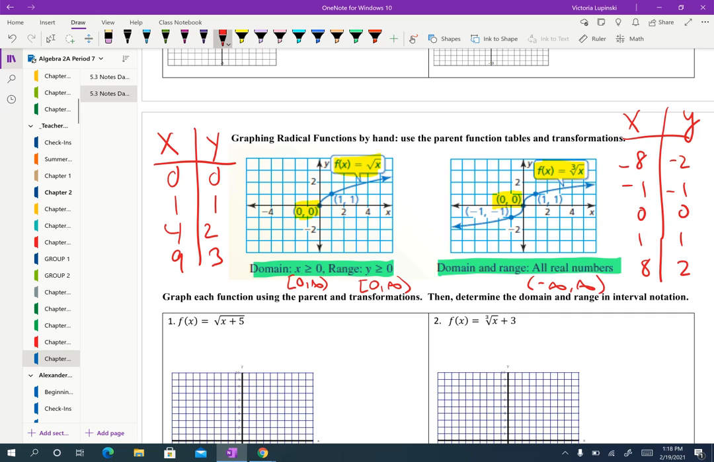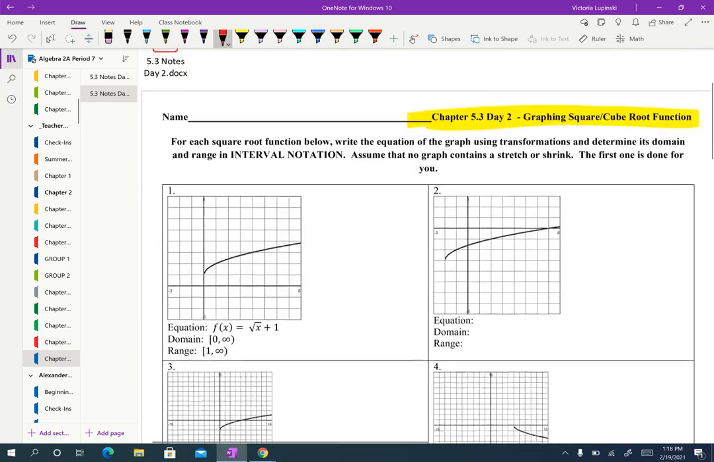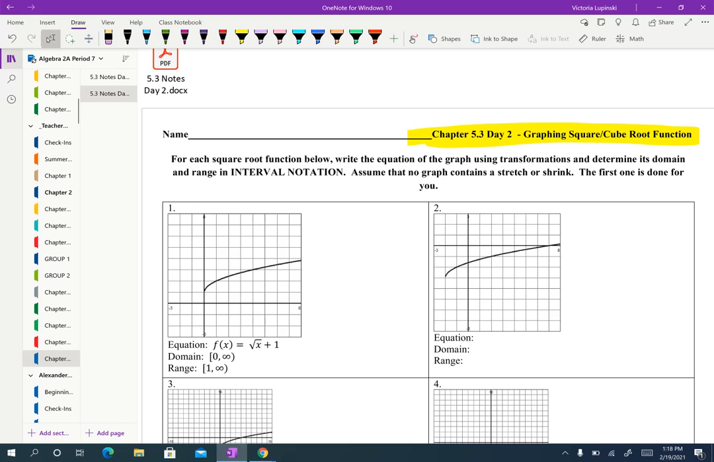Now that we've refreshed ourselves about what the pictures look like, what the tables look like, and what the domain and range look like, let's go back to the front side. You're going to have a chance in a minute to pause and try it, just to make sure that the stuff from yesterday really has hit home before we dive a little deeper. In the first four problems, these are each a square root function. You're going to write the equation and give the domain and range in interval notation. Just like yesterday, you're going to assume that there is no stretch or shrink. Remember, those are pretty hard to tell from a picture.